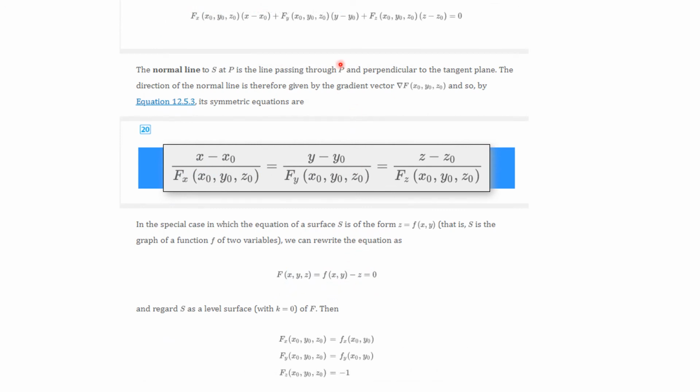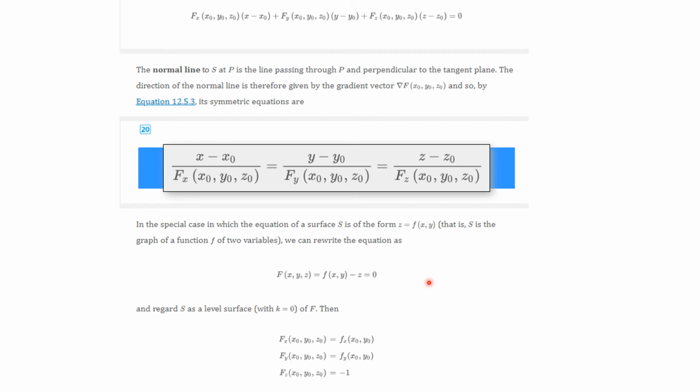Since we have this, we also know the normal line. The normal line to that surface at P is a line passing through P and perpendicular to the tangent plane. So the direction of the normal line is given by the gradient vector evaluated at (x naught, y naught, z naught), and that means the symmetric equations are x minus x naught over the derivative evaluated at that point, y minus y naught over that, and z minus z naught divided by that.